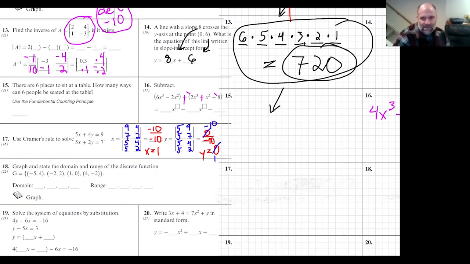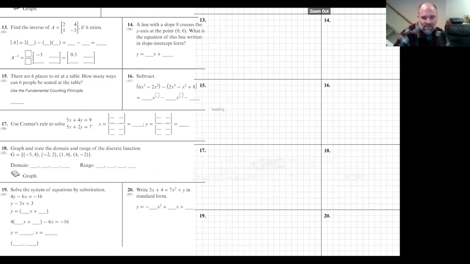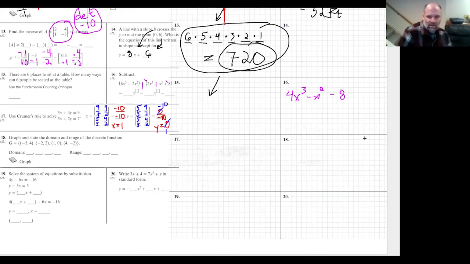All right, number 18. Graph and state the domain of the function. So we're just going to graph these, just plot those points. So let's put a graph here. Negative 5, 4 is right there. Negative 2, 2 is right there. 1, 0 is right there. 4, negative 2 is right there.